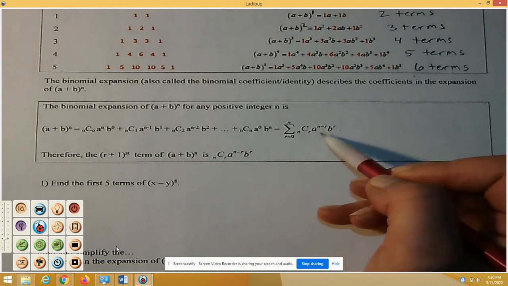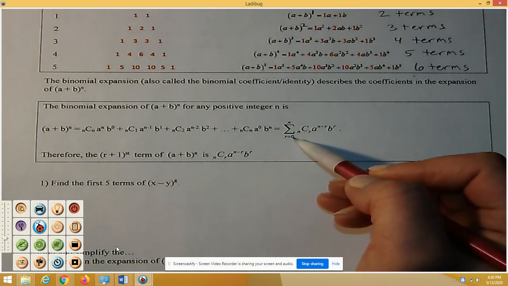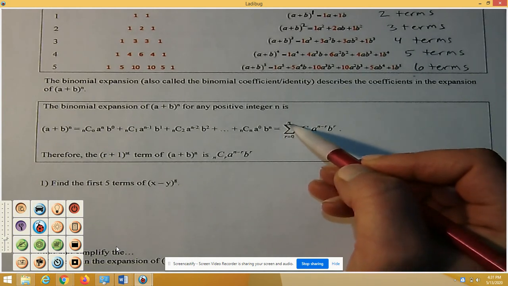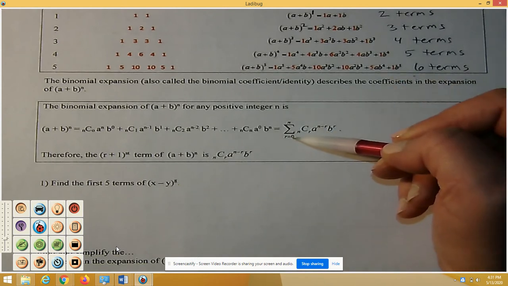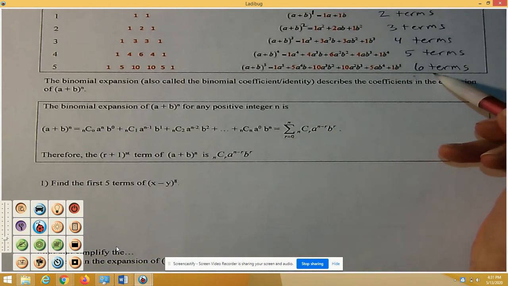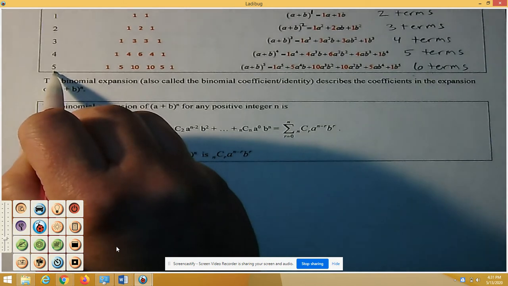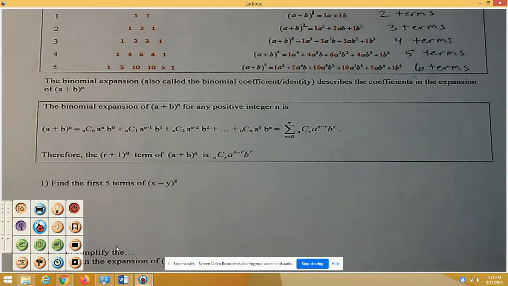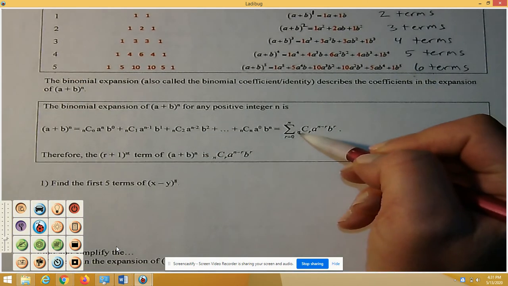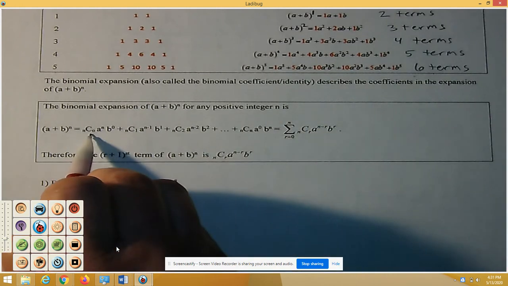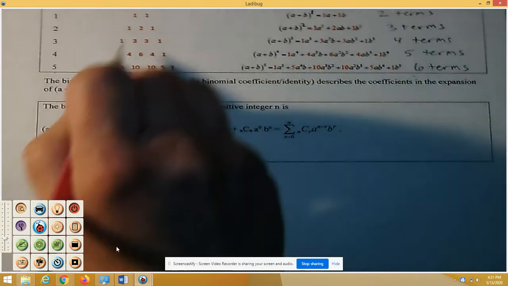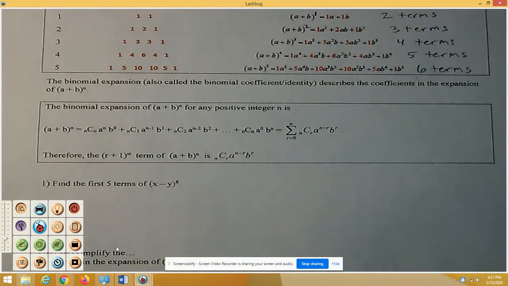Then our pattern is you're starting with an r value of 0 and going up to n. You need to start at 0 because there's one more term than n. And that's a pattern that we're going to see over and over again. And then you will have n choose r. So remember, we started with 0. Remember, n choose 0 is 1. And the first term always has a coefficient of 1.